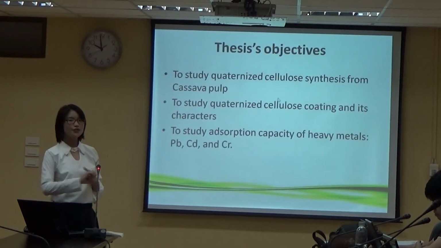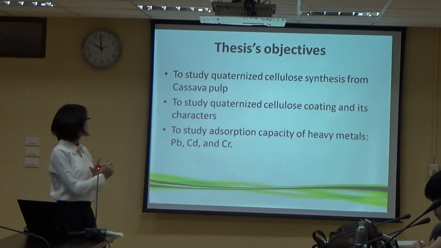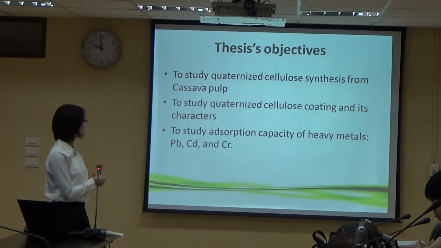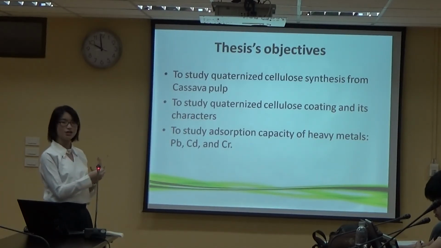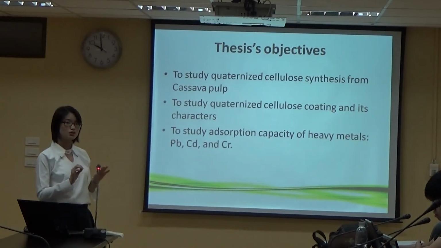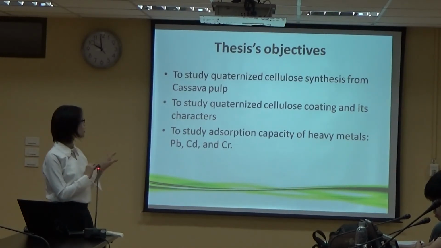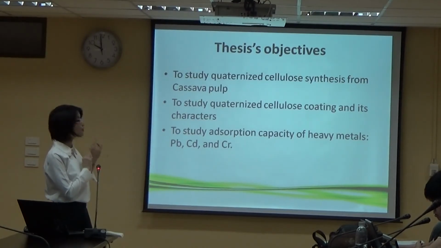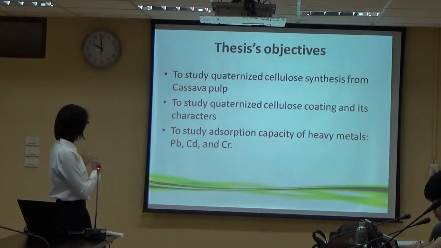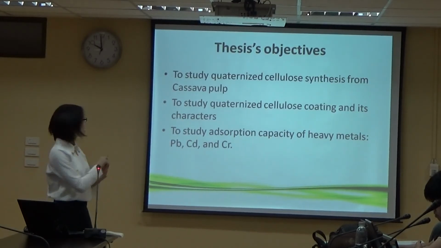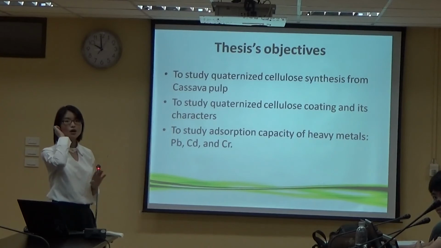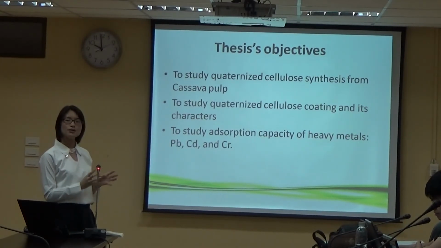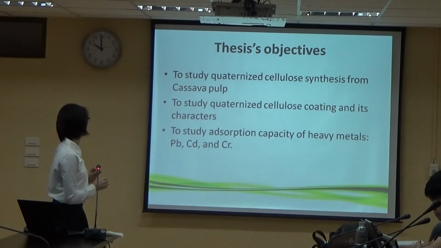And after reading this research paper, I am interested and I want to develop further research on this. But I will modify cellulose with a different functional group, which we call quaternized cellulose. This cellulose will be synthesized from cassava pulp. Why cassava pulp? I think Thailand has a high amount of cassava pulp generation, so I think it is better to reuse this cassava pulp.